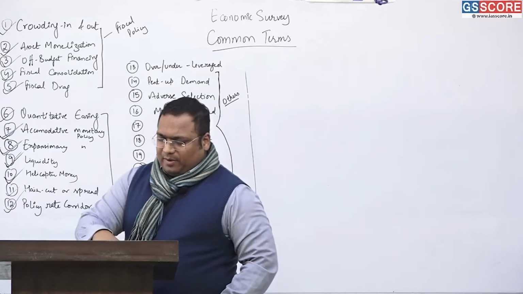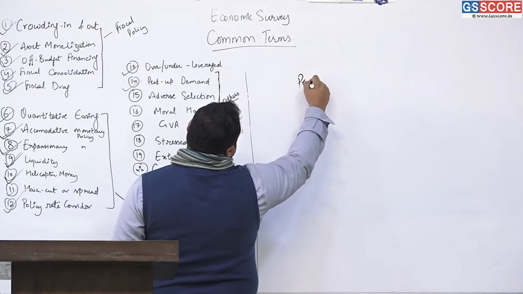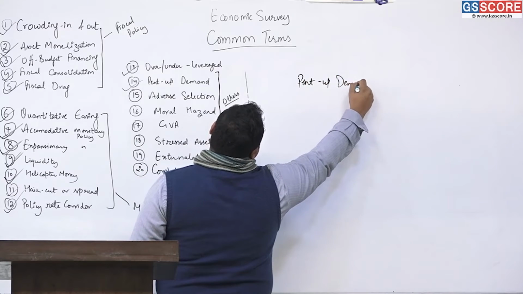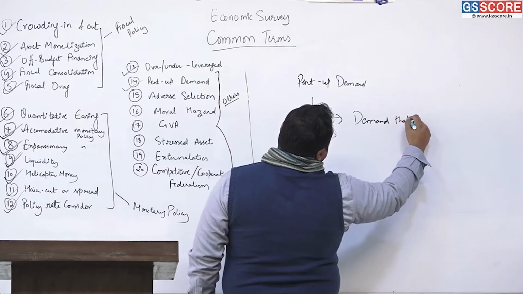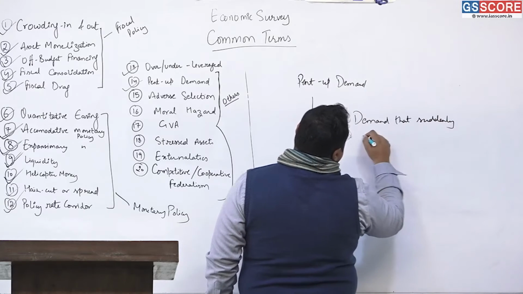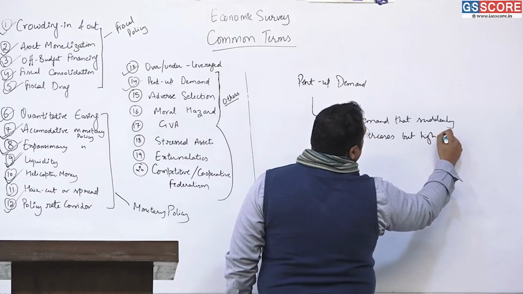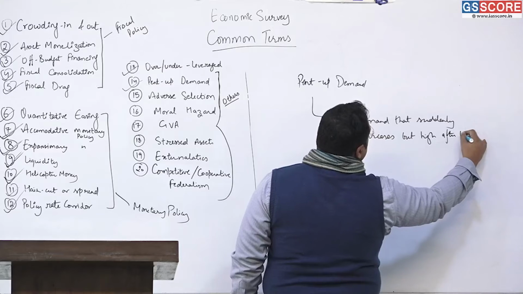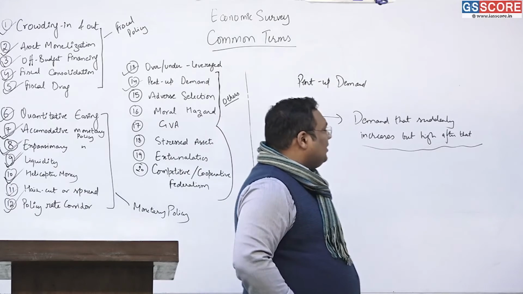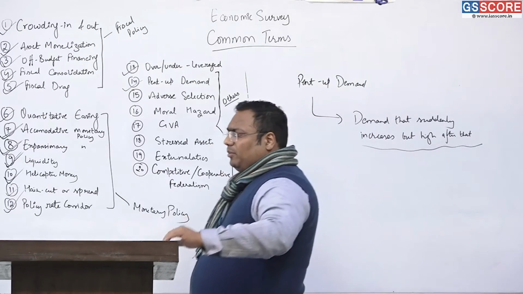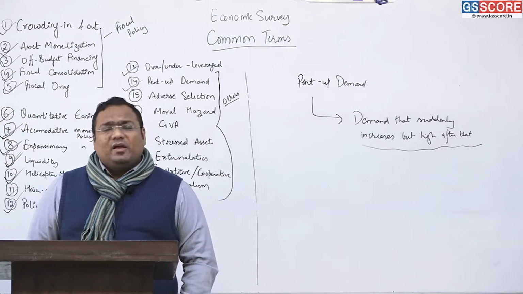Next is pent up demand. What is pent up demand? Demand that suddenly increases but remains high thereafter. That means the increase in demand was not an accident. This is a permanent shift in the pattern, a permanent behavioral change.